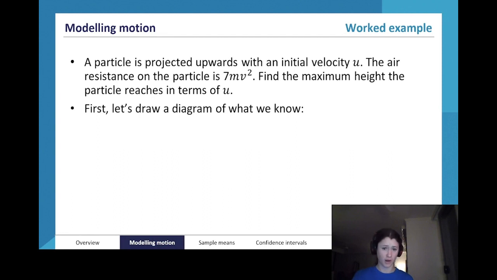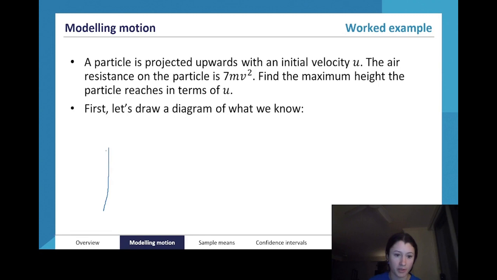The air resistance on the particle is 7mv squared. So we need to find the maximum height that the particle reaches in terms of u. We first need to draw a diagram of what we know. So let's start with our diagram and our force equation. We know that our particle is being projected upwards vertically, right? This is our particle, and then presumably it's falling back down vertically.